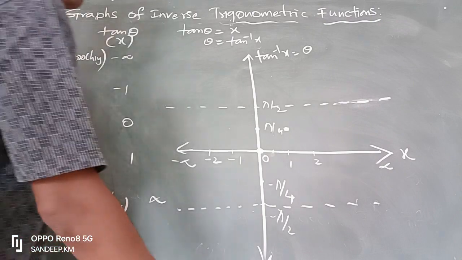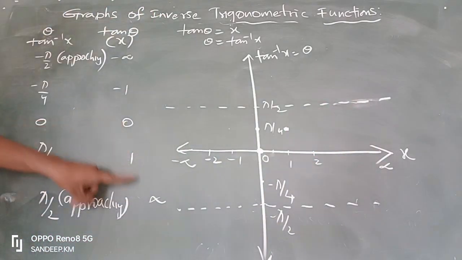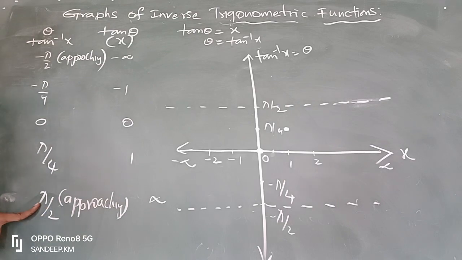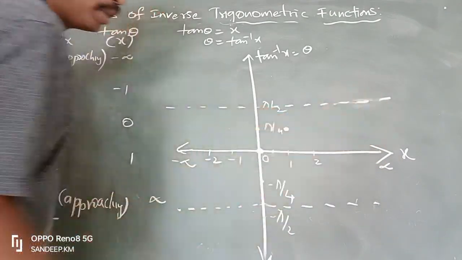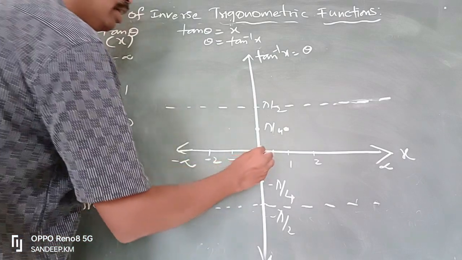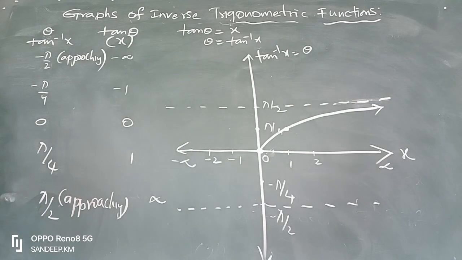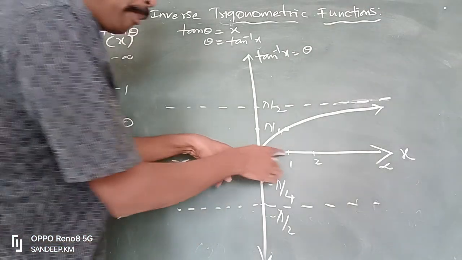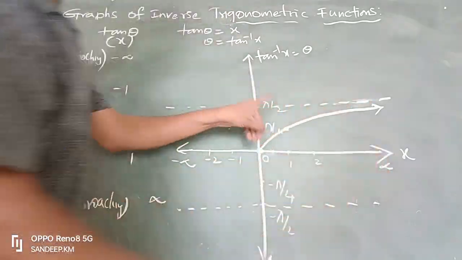Okay. So now as input approaches infinity, output approaches pi by 2. As input approaches infinity, output tries to reach pi by 2. So keeping this in mind, this is the graph of tan inverse x in the right side. See, when input approaches plus infinity, the output also tries to approach pi by 2.